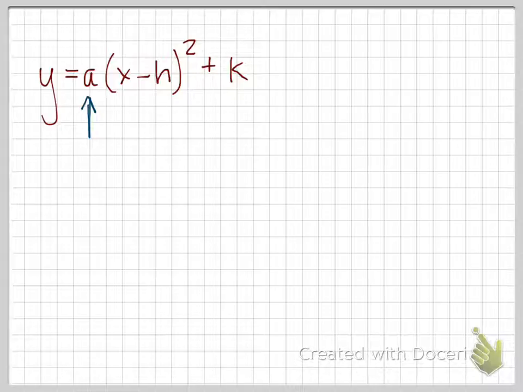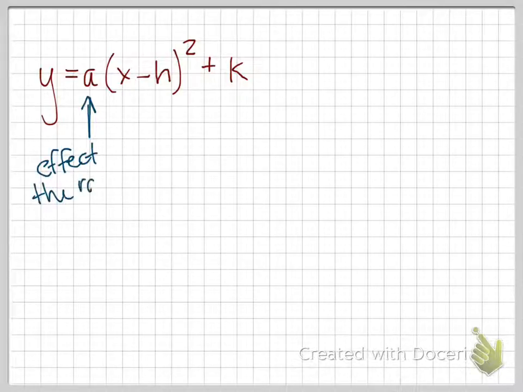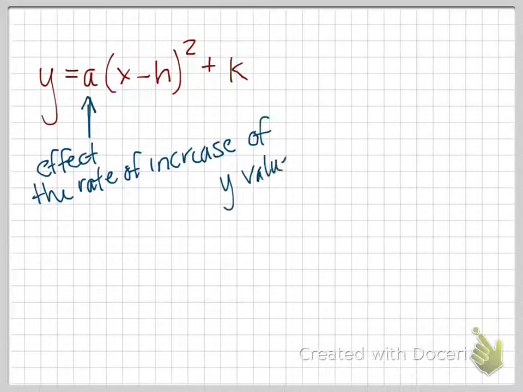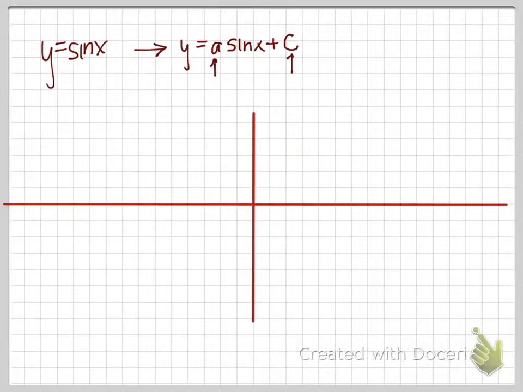Okay, so this is going to affect the rate of increase of y values. Okay, if I translate that to y equals sine of x, this affects the amplitude. So it's either going to make the graph seem taller or shorter, flip it upside down. So it's still going to affect it in the same way. So that a value acts the same.